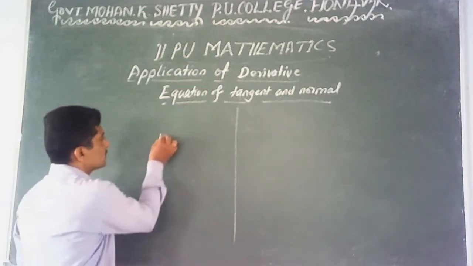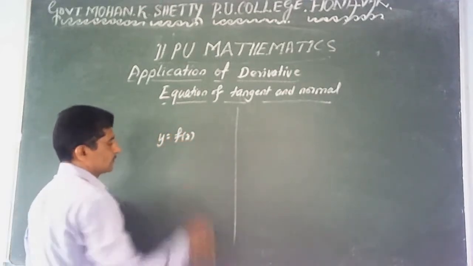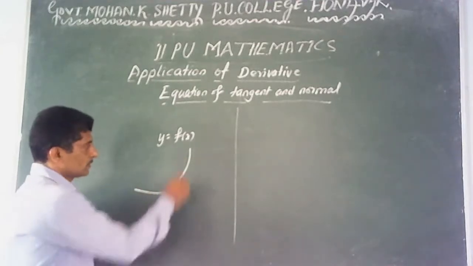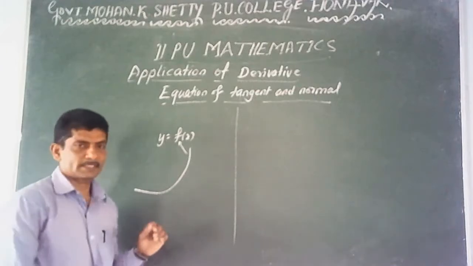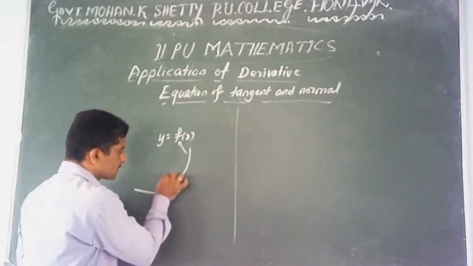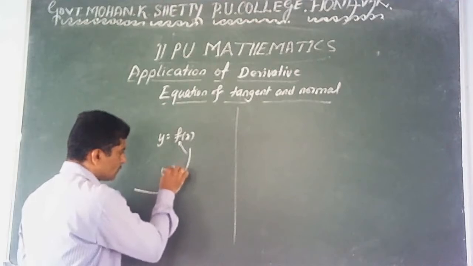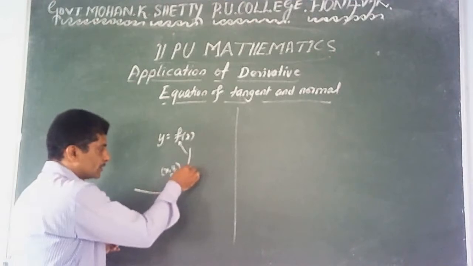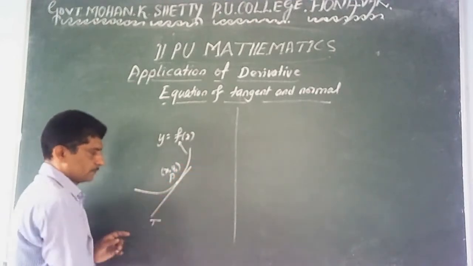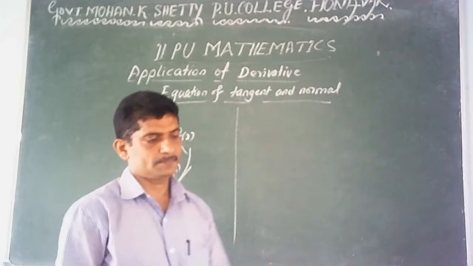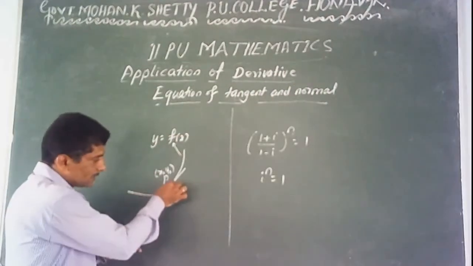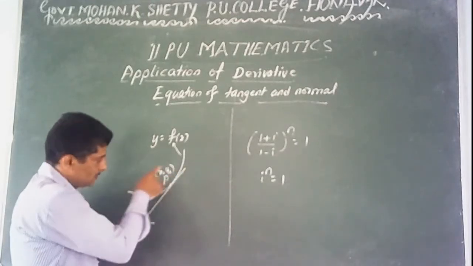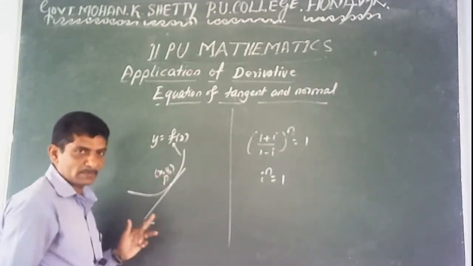You know that y is equal to f of x is a real valued function. This is a curve. This function is y is equal to f of x. Suppose here you take P as a point (x1, y1) on the curve. At the point P you draw a tangent, PT is the tangent. This tangent is a straight line passing through the point (x1, y1).